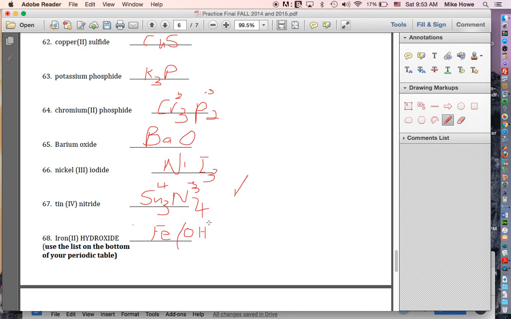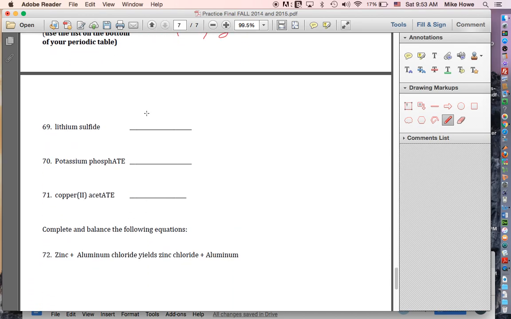So you're going to put parentheses here. Remember, anytime you have more than one of the polyatomic ions, you have to use parentheses. And you put a 2 down there. Lithium sulfide. Lithium is +1. Sulfur is -2. So you're going to need 2 of these.